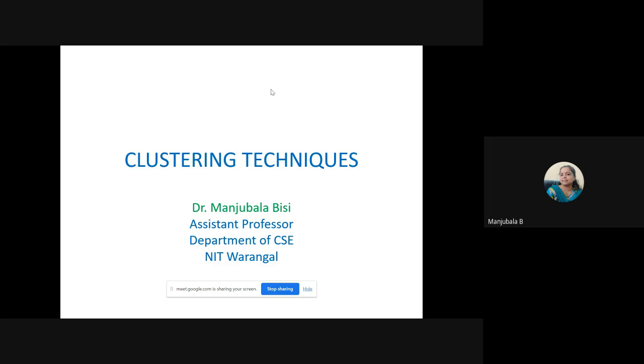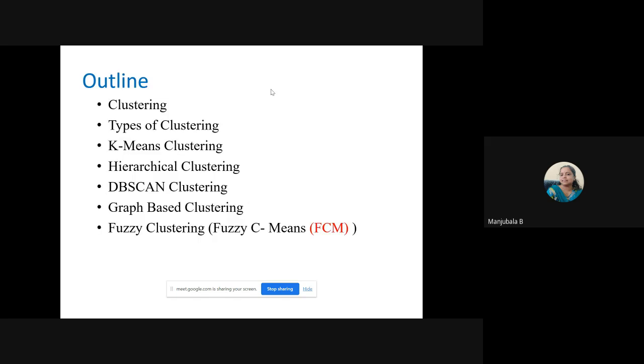In this session, I am going to discuss various clustering approaches used in machine learning models. This is the outline of the talk. I'm going to discuss what clustering is and what the different types of clustering available are. Then I'm going to discuss five or six types of clustering approaches, and the method behind these approaches to cluster a given data set.